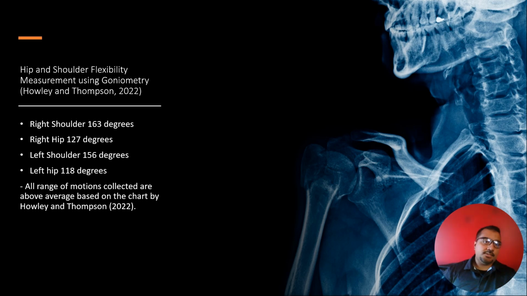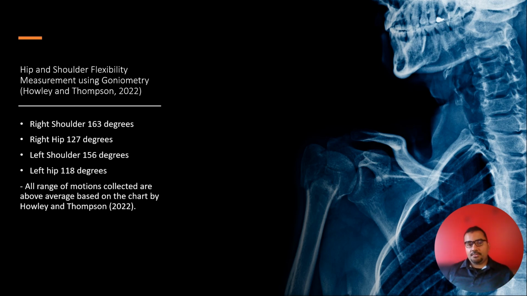So then, of course, for the hip and shoulder flexibility, we were able to use measurement using goniometry, which is like a ruler that splits open apart. By collecting his range of motion data for flexibility movements, the right shoulder came out at 163 degrees and the right hip at 127 degrees. However, when it comes to the left side for both shoulder and hip, they tend to be a little bit less than that. The left shoulder is at 156 degrees, and the left hip is at 118 degrees.